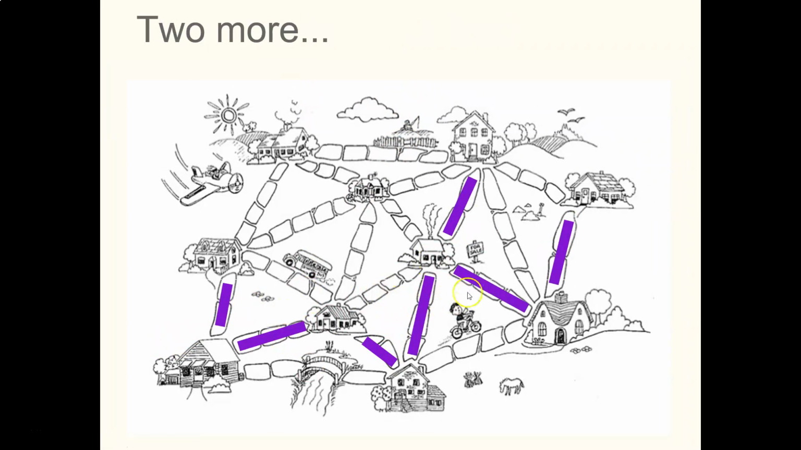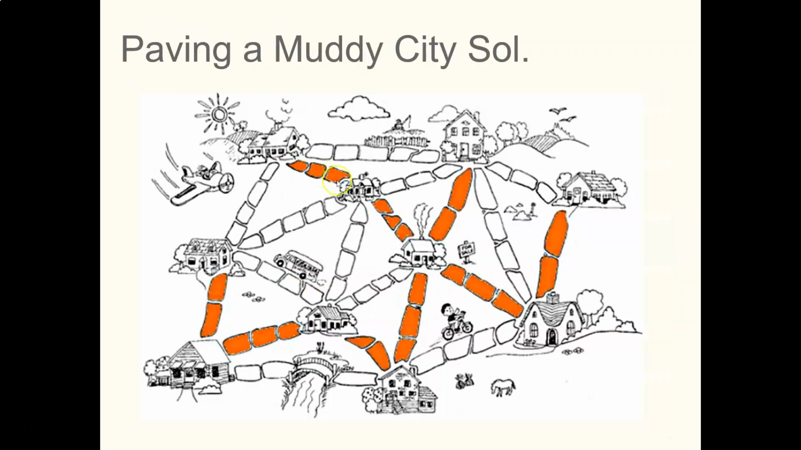Let me stop and ask you one question now. Have we paved enough roads to connect all the houses? I don't think so. These two houses are not connected to the rest of the houses, so we still have some more to go. So it looks like we have connected every house, right? Yeah, we found a solution. And the total cost is 23. So it cost us 23 stones.